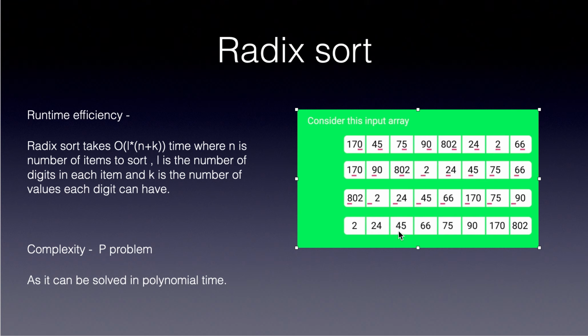So radix sort takes big O of L times n plus k time, where n is the number of items to sort, L is the number of digits in each item, and k is the number of values each digit can have. So this is a P class problem as it can be solved in polynomial time.